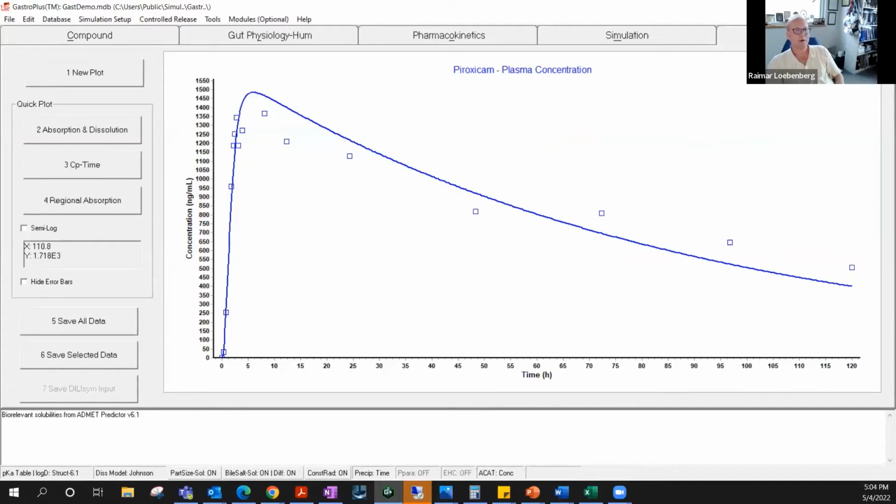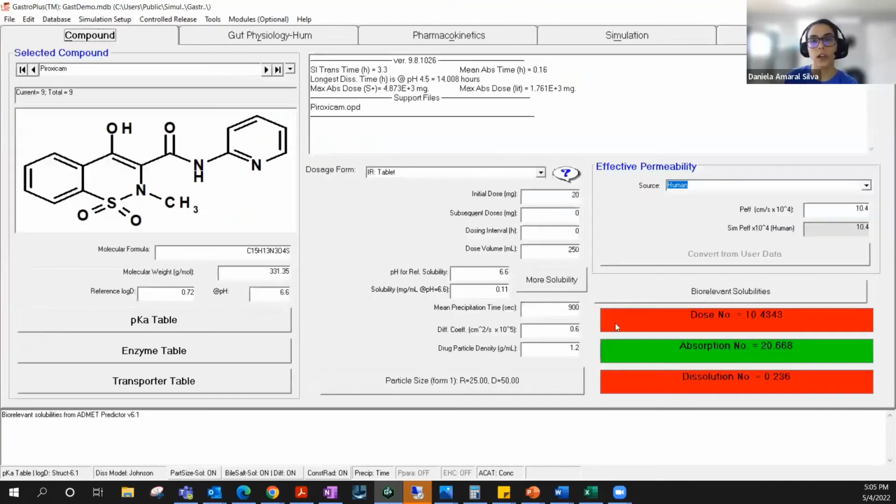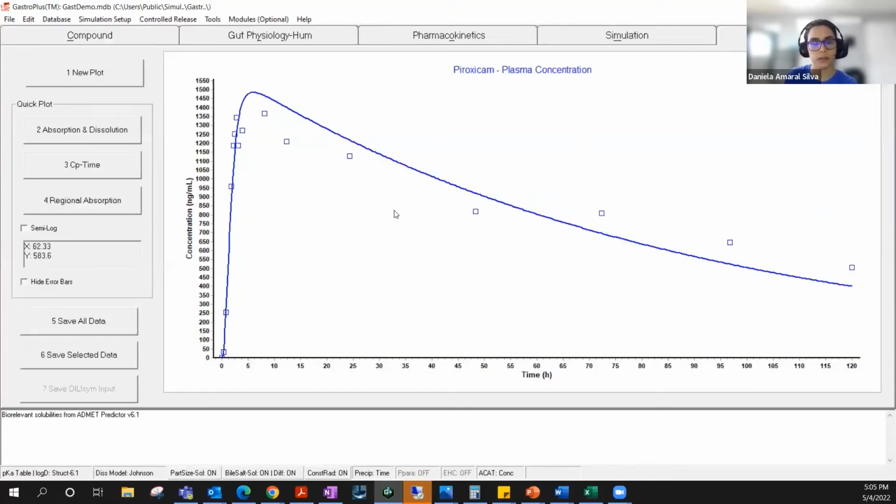But what else can we now look into? So here we would also go down here to the different plots. Here they would just see, okay, I have obviously a good match between observed and predicted data. But what does this tell me? They wouldn't be able to tell much about what is going on with the drug or how to interpret these parameters, for example, dose number, absorption number, and try to understand these parameters in the simulated profile.